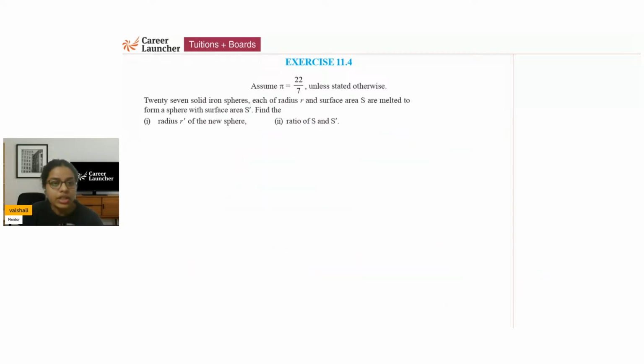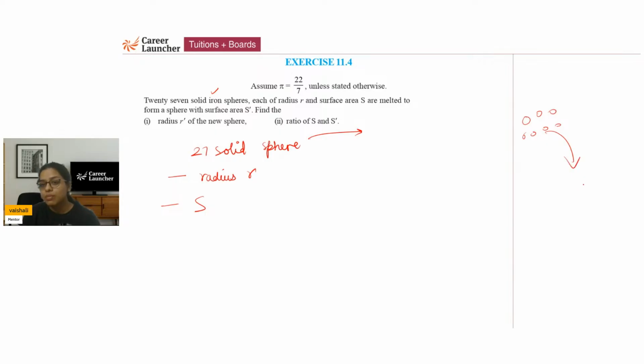Now let's look into the next question. This is interesting, it can also come in GAT, that if I have 27 solid iron spheres. So I have 27 small iron spheres which have a radius. So let's write what is given. Now in this case the radius is R and the surface area is S. Let's keep it as capital S. And for the newly formed one, we have melted all the 27 small spheres into a bigger sphere.